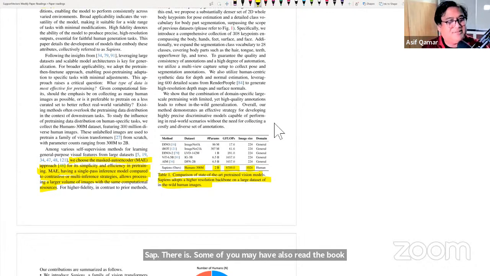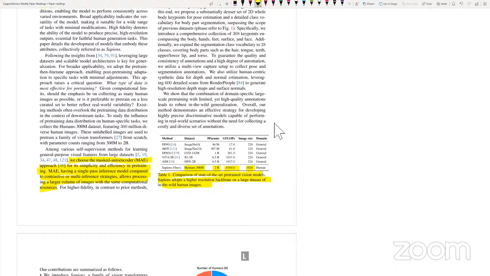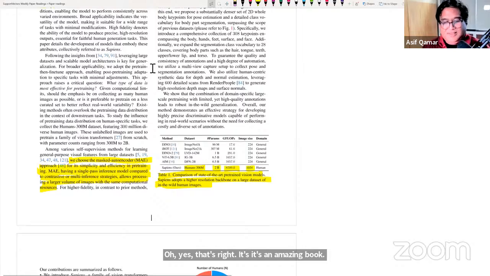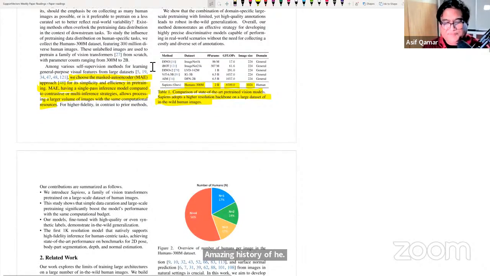Anybody here in the audience who has read the book Sapiens? Nothing to do with this research paper, absolutely nothing, but nevertheless, I did, Asif. It's Obama's most favorite book. Oh yes, that's right. It's an amazing book, an amazing history of human beings as a species.